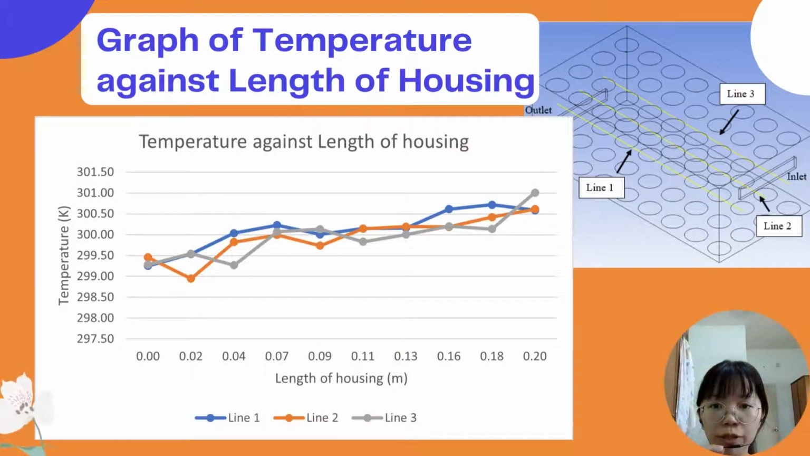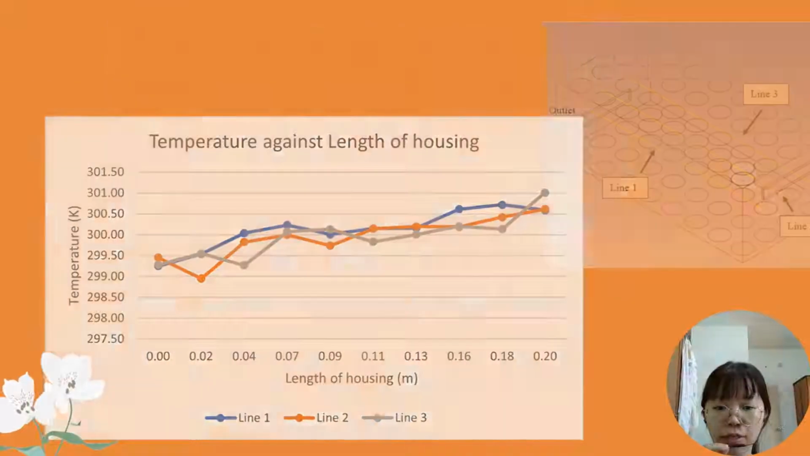Next is the graph of temperature against length of housing. There are three lines plotted at the center of the domain, and the graph shows that the temperature fluctuates and is inconsistent. But at the end, the temperatures are all higher than the initial temperatures for all three cases.